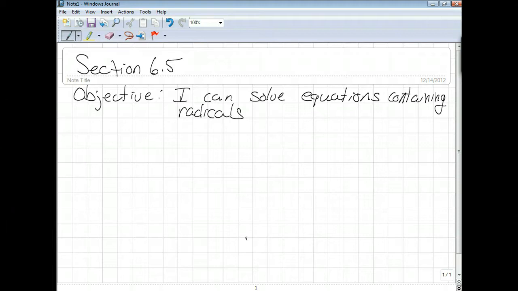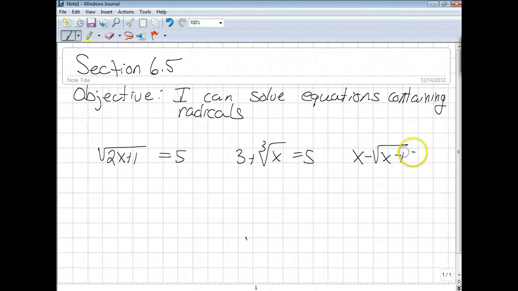Section 6.5. Our objective today is to solve equations containing radicals. So we are looking today at equations such as the square root of 2x plus 1 equals 5, or say 3 plus the cube root of x equals 5, or something like x minus the square root of x minus 1 equals 3. Those are all what we would call radical equations.